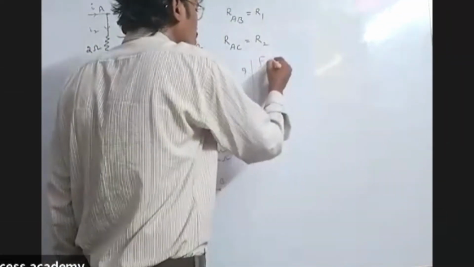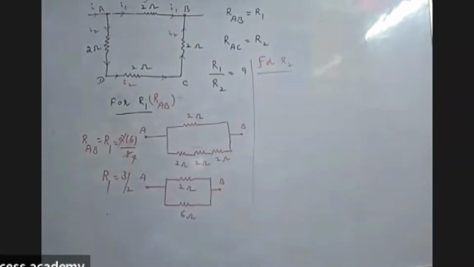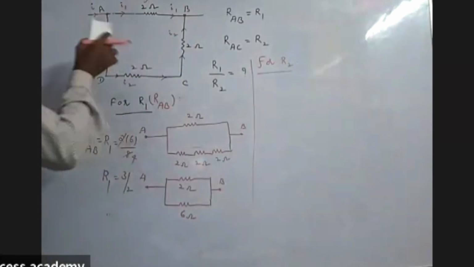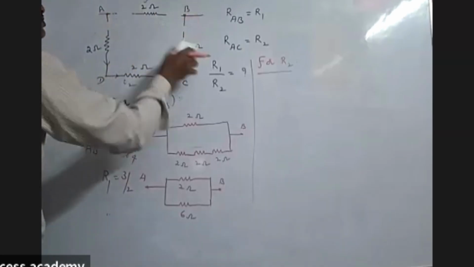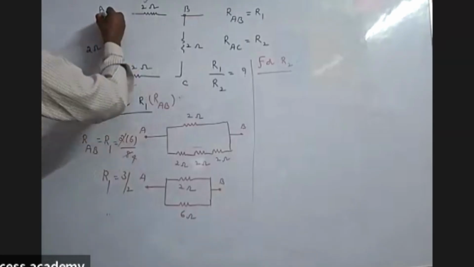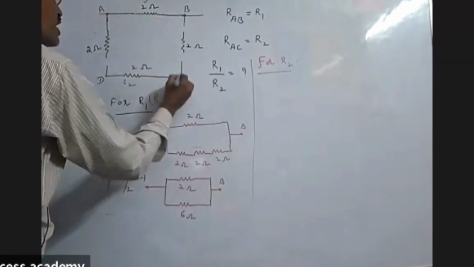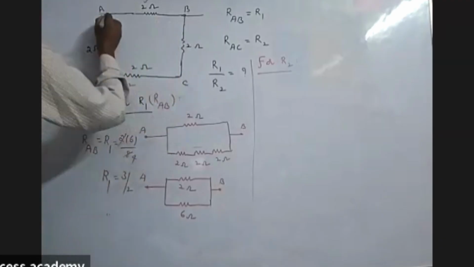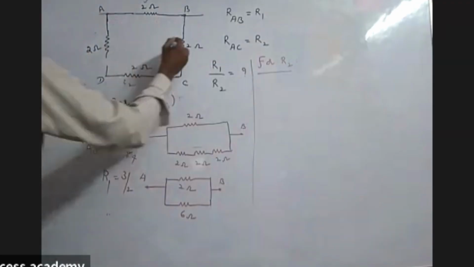For R2, how do we consider that? I'm redrawing this diagram once again. Listen. R2 is in between A and C, right? A is here, C is here. Okay, now listen.